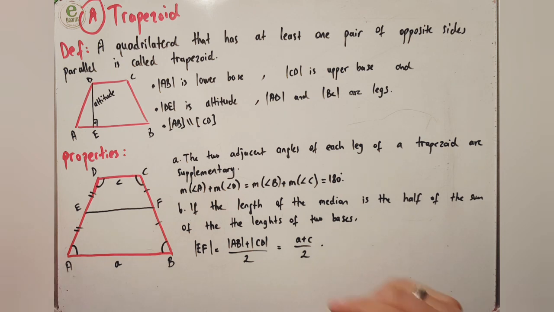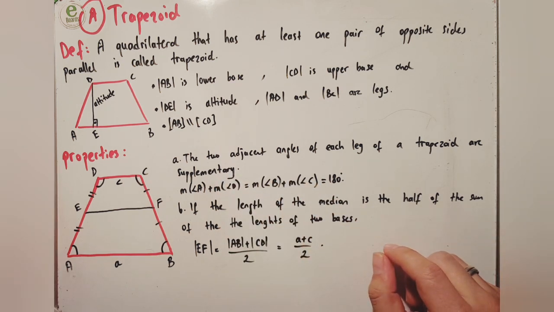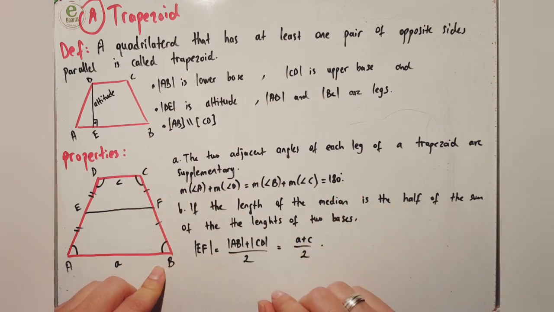The two adjacent angles on each leg of a trapezoid are supplementary, which means that the measure of angle A plus the measure of angle D, and the measure of angle B plus the measure of angle C, are each going to be 180 degrees.